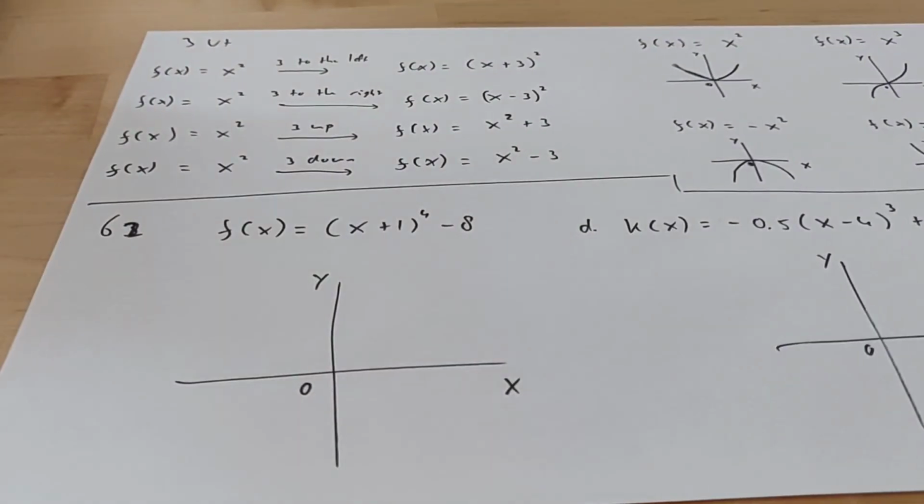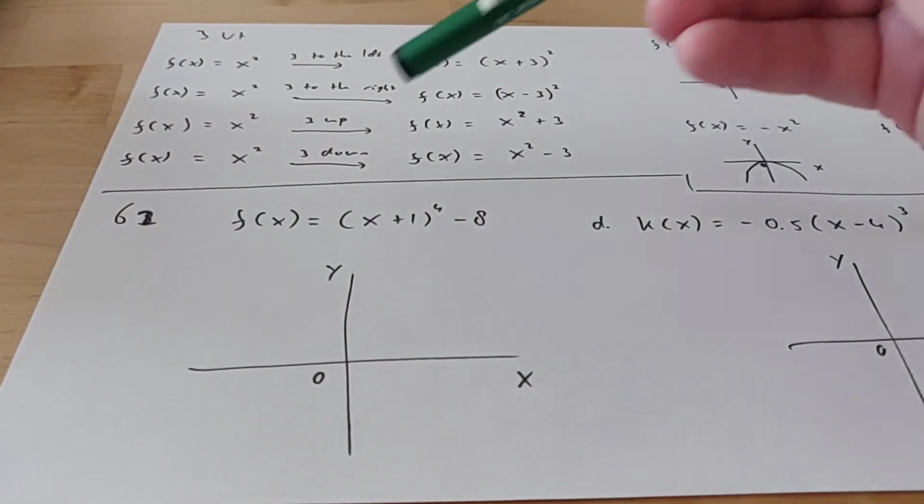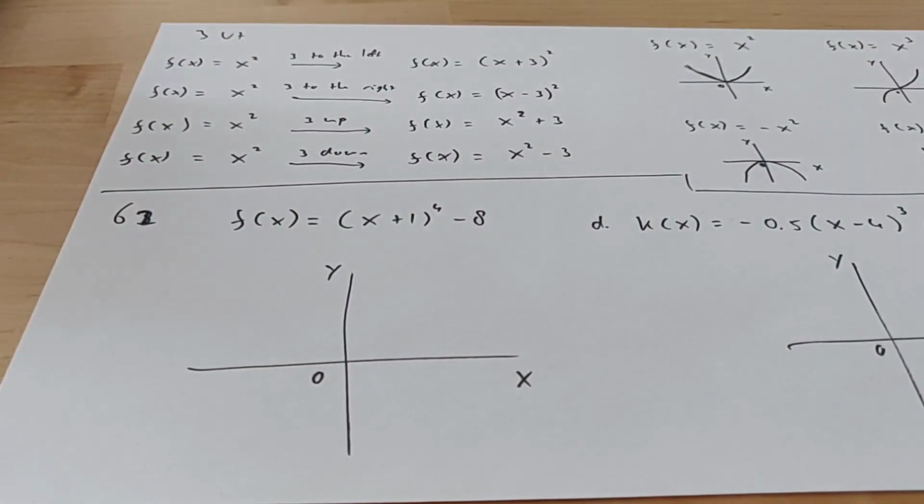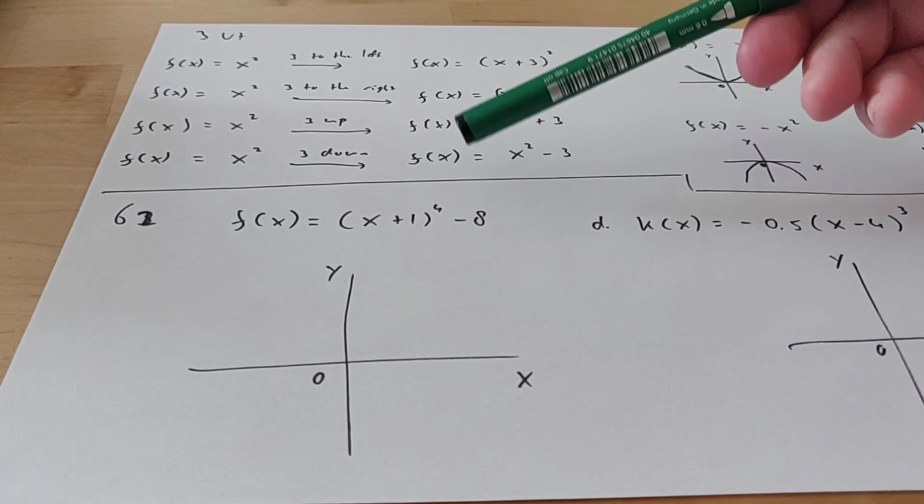Let's move on to exercise 62 then, because here we see f(x) is in brackets x plus 1 to the power of 4 minus 8. So we need to do a couple of things. We need to find out where the vertex of this graph is, and then we need to decide what the graph looks like. So first we'll take a look at this schedule over here.